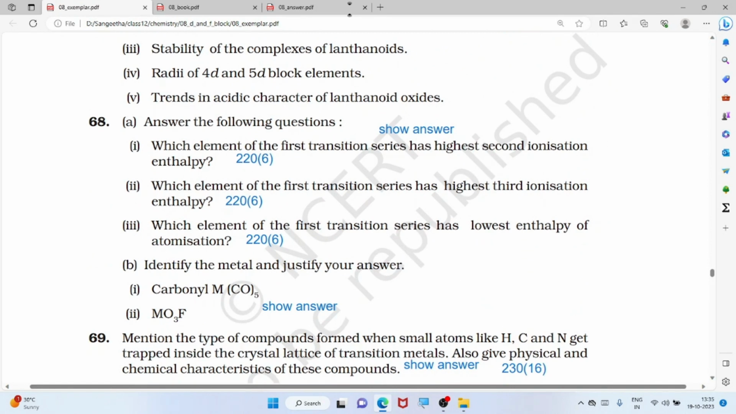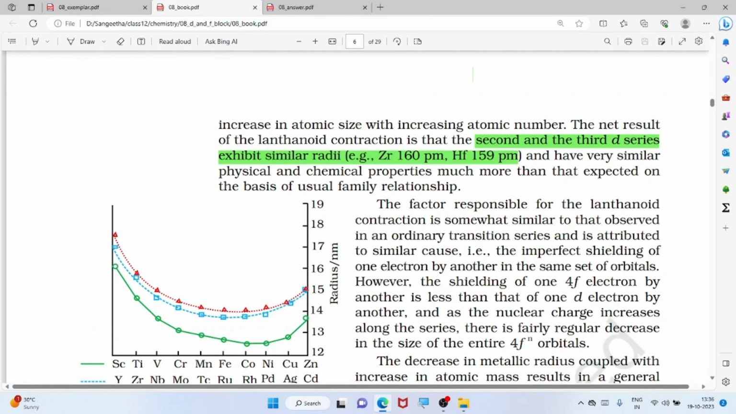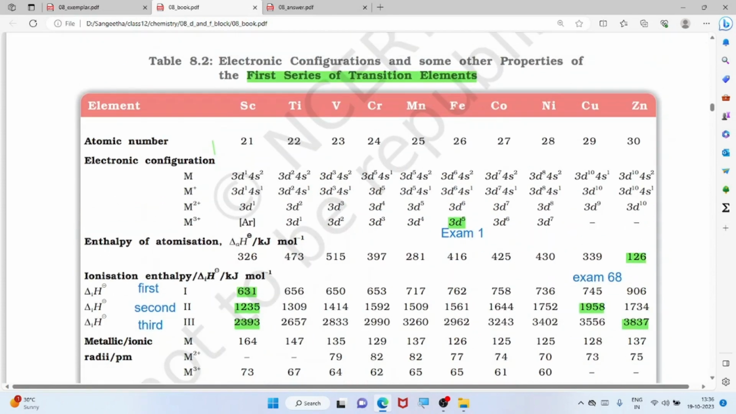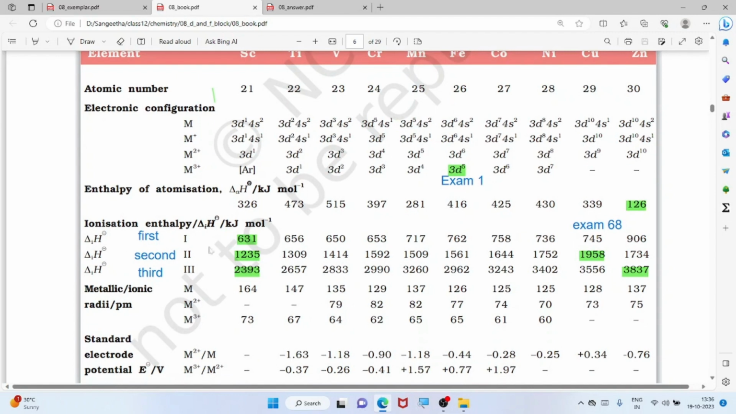Answer the following questions. What is the element of the first transition series with highest second ionization enthalpy? So this, okay, again the same table I already showed you. First, second, third. First will be less than the second, which will be less than the third, and these are the highest second and third ionization enthalpies.